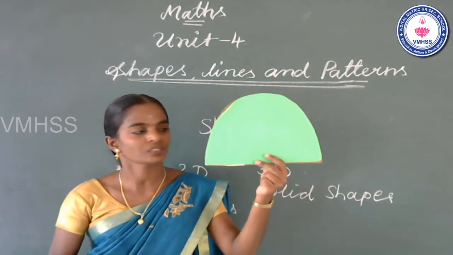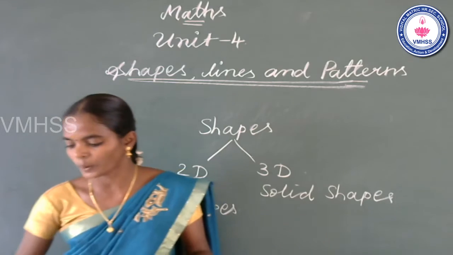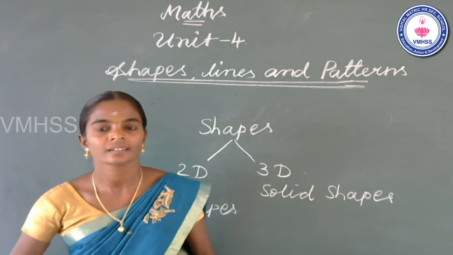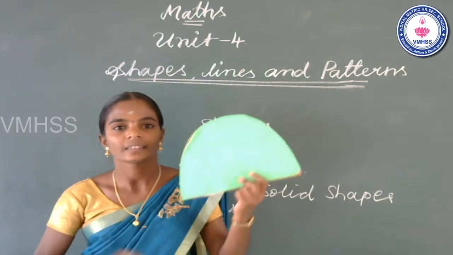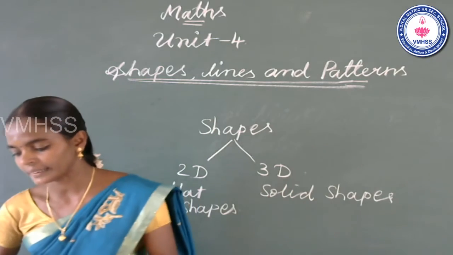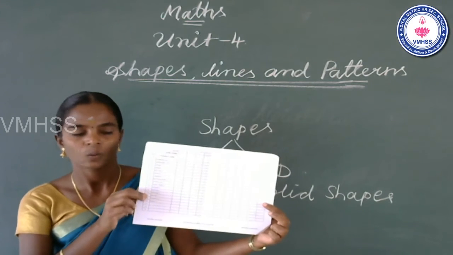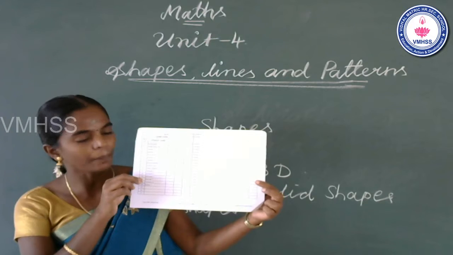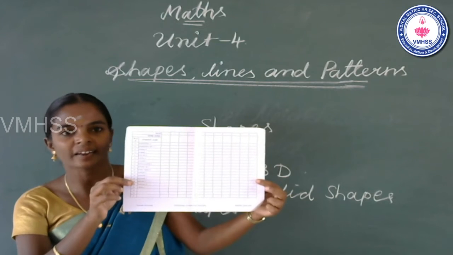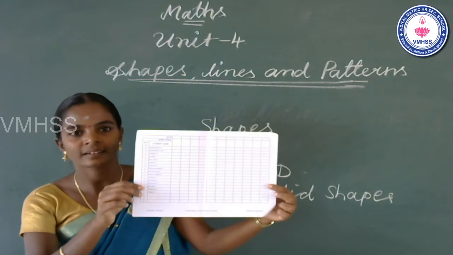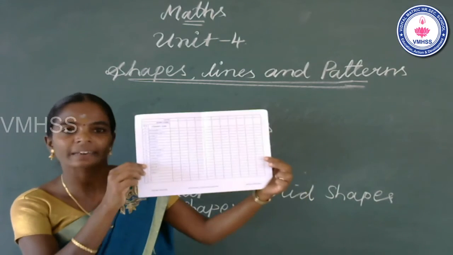Students, listen. This shape, semicircle. Next one, children, listen. Did you understand all the shapes? Next one, this shape semicircle. Children, listen. Next shape, what is this? Paper. What is the shape of the paper? Square or rectangle or triangle? Rectangle. So this paper has rectangle shape.